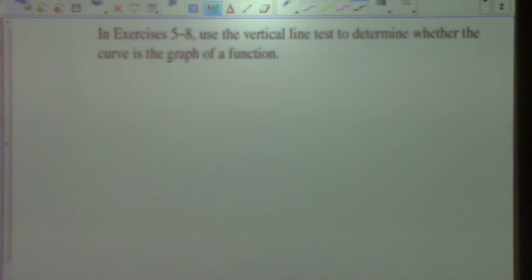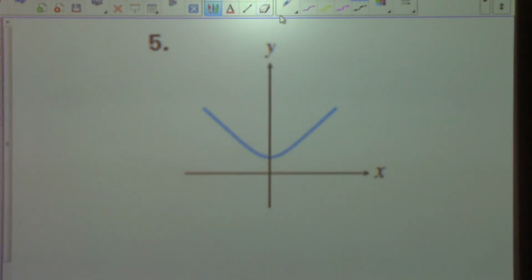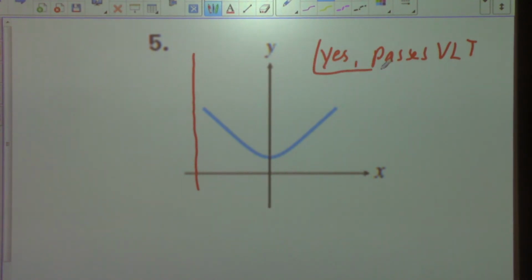Okay, 5 through 8. Use the vertical line test to determine whether the curve is a graph of a function. So I draw a vertical line here. Is this the graph of a function? Yes. So yes, it passes the vertical line test. We're just going to do 1 through 10 today on this.